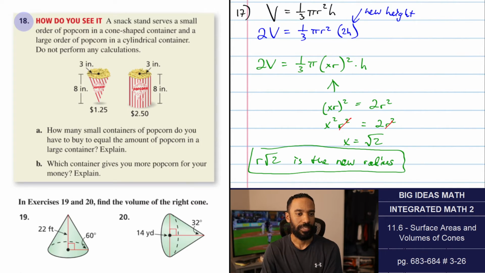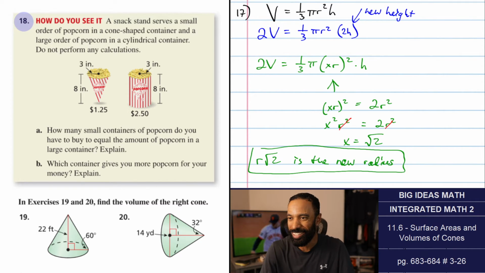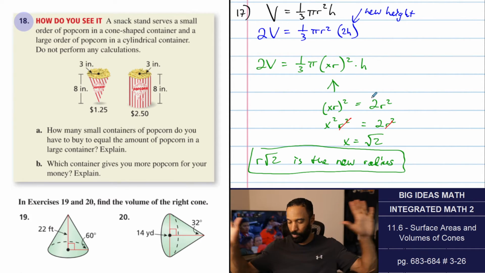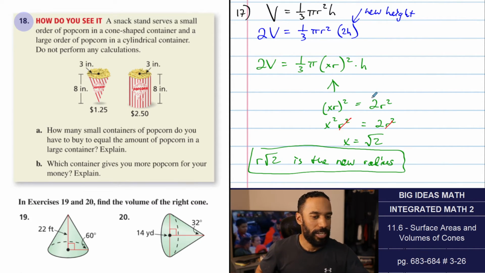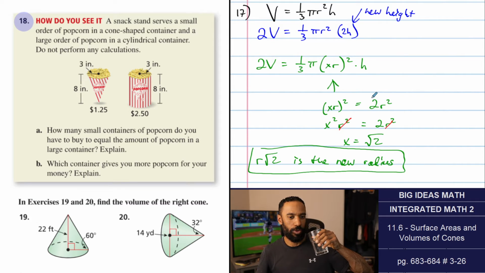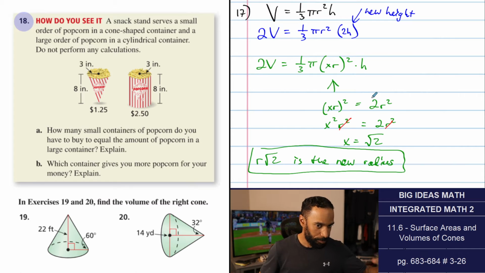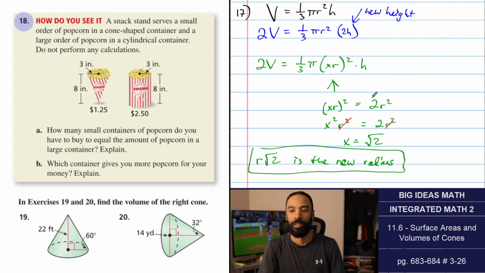All right, number 18. How do you see it? A snack stand serves, that was an alliteration, a small order of popcorn in a cone-shaped container. Don't pretend like you don't know what you did. In a cone-shaped container and a large order of popcorn in a cylindrical container. Do not perform any calculations. Okay. How many small containers of popcorn do you have to buy to equal the amount of popcorn in a large container? Amount of popcorn, 3. They said explain.